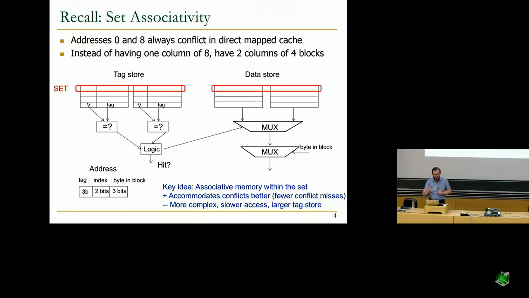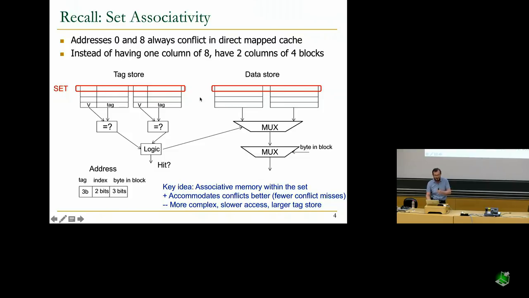I'll make a point before we move on a little bit, but I showed the associativity of 2 over here. Could you have associativity of 3? That's not a multiple of 4, right? And I see nodding heads. And the answer is actually yes. You can have an associativity of 3, right? Because you're not using the bits to index. The bits to index, it needs to be a power of 2. Otherwise, you'll lose some locations perhaps, right? But you could have an associativity of 3 over here.